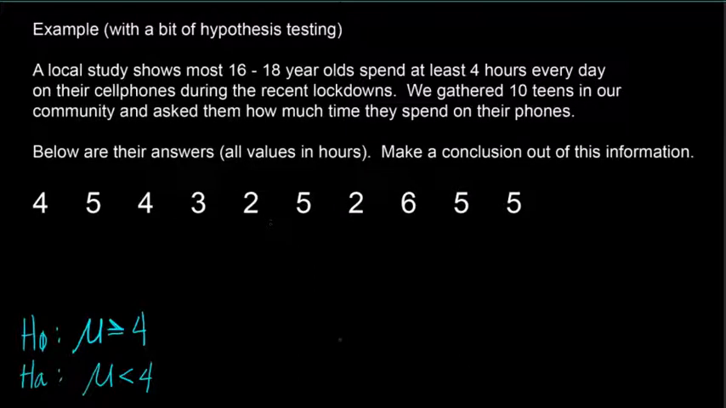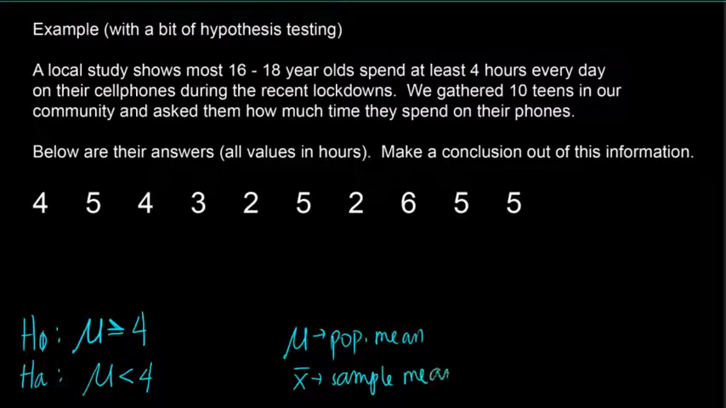Yep, it's the population mean. Meanwhile, x bar is a sample mean. Assuming that this study has a certain population set, and they found that 16 to 18-year-olds spend at least 4 hours every day, that means they expect the number of hours spent by 16 to 18-year-olds to be greater than or equal to 4. And that is our null hypothesis.